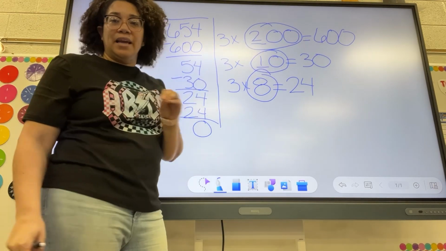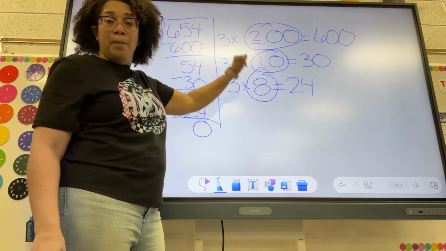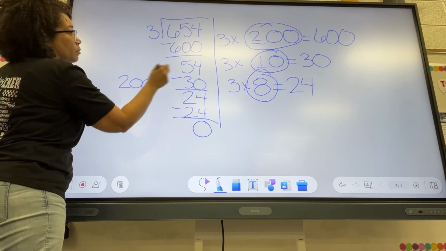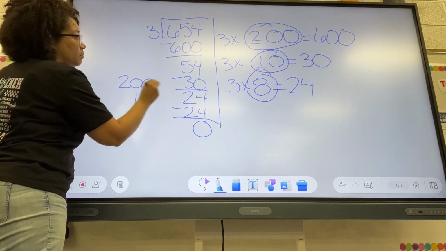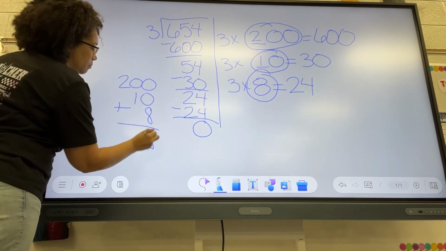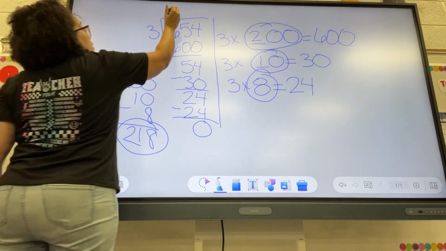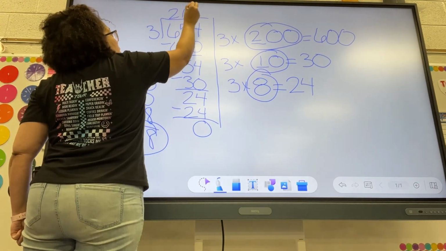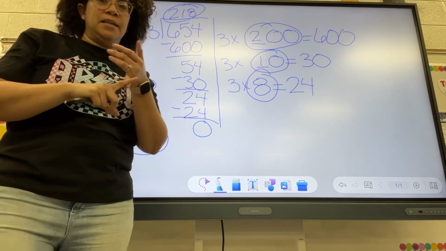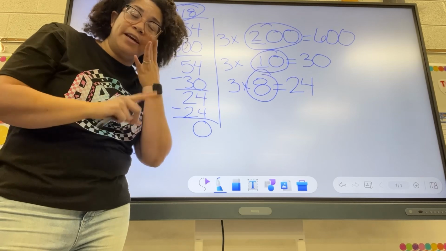But now, just like I do in multiplication when I have the area model, I need to go back and add up my partial quotients. So I have 200 plus 10 plus 8. So my quotient to this problem is 218.